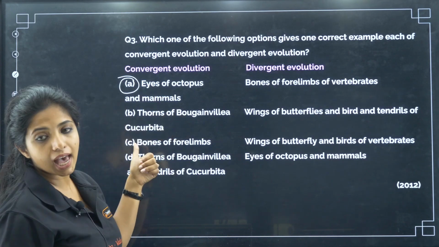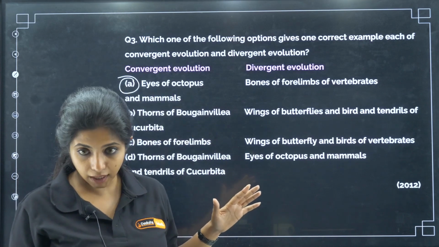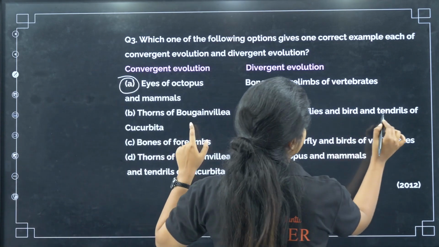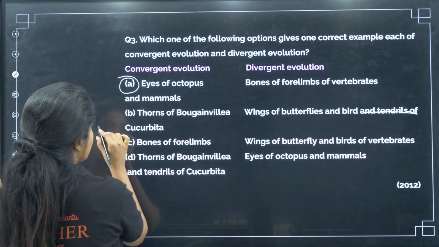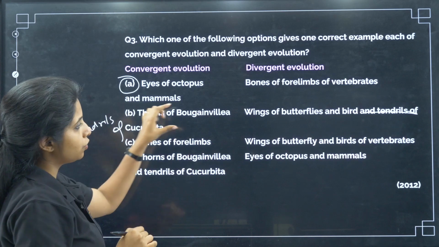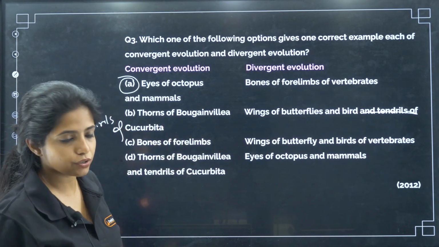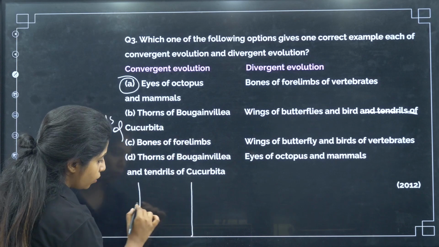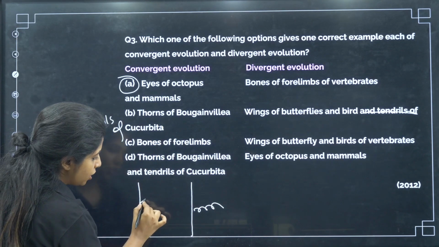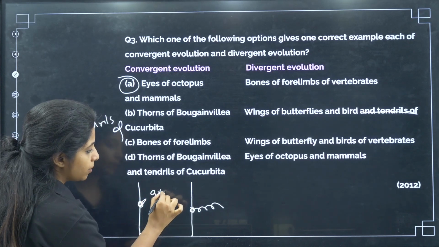Thorns of bougainvillea and cucurbita. My dear children, it is not thorns of bougainvillea and cucurbita. It is thorns of bougainvillea and tendrils of cucurbita. These are two separate things, okay. So thorns of bougainvillea and tendrils of cucurbita, they show divergent evolution. Let me tell you how. Both the tendrils of cucurbita and the thorn of bougainvillea arose from the same point, that is the axillary bud.